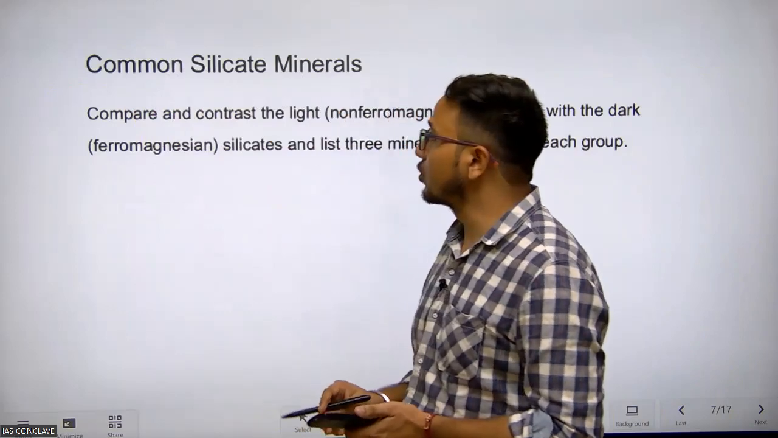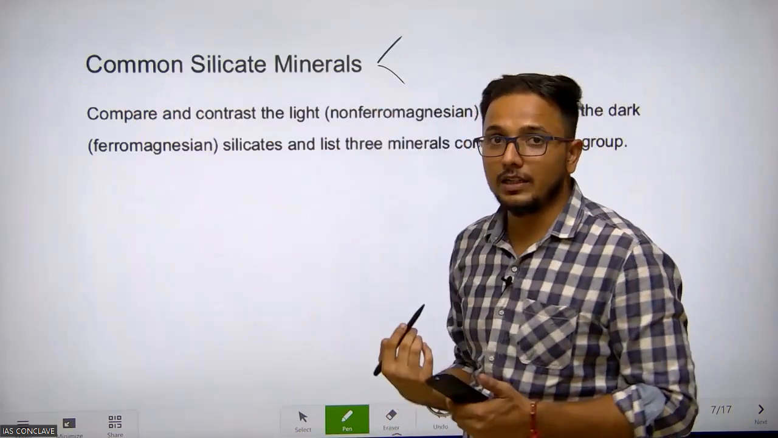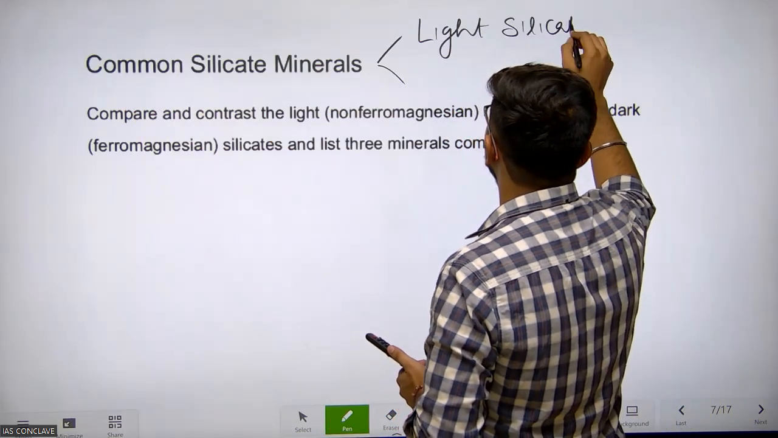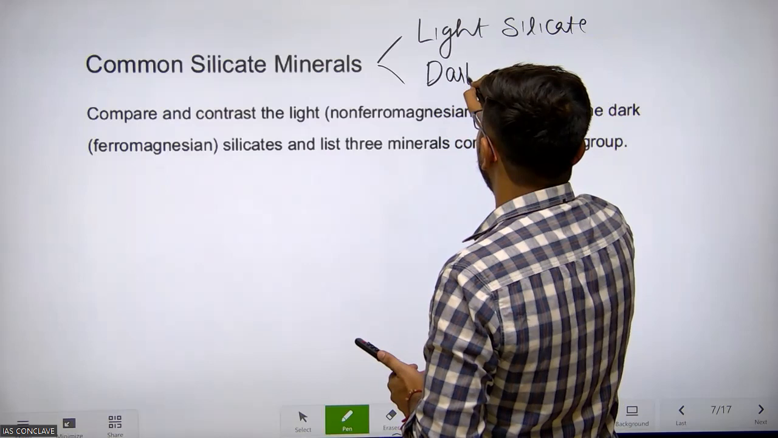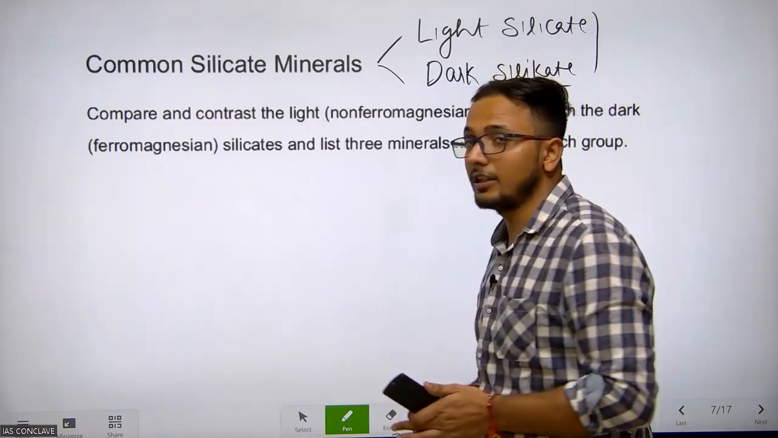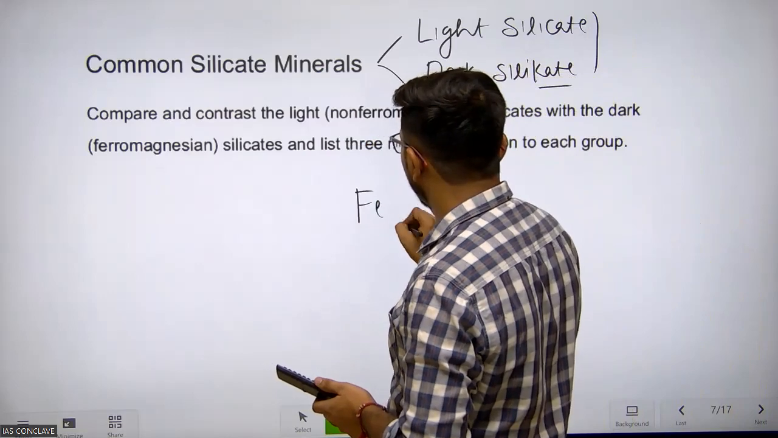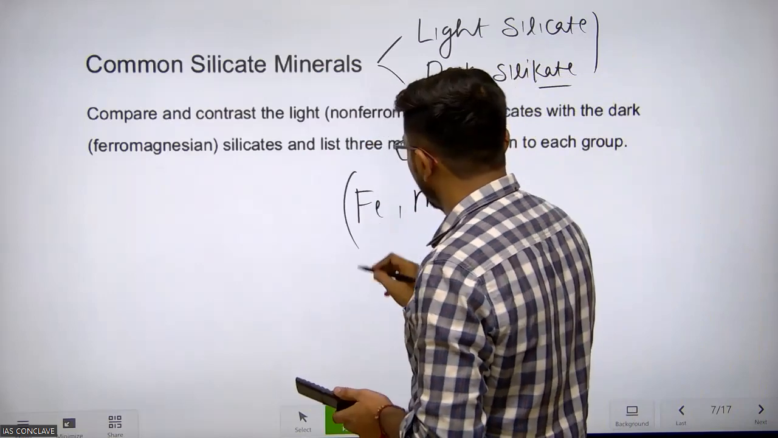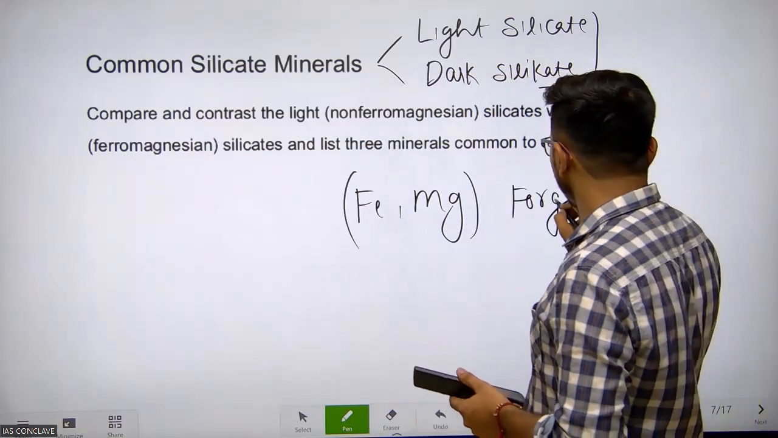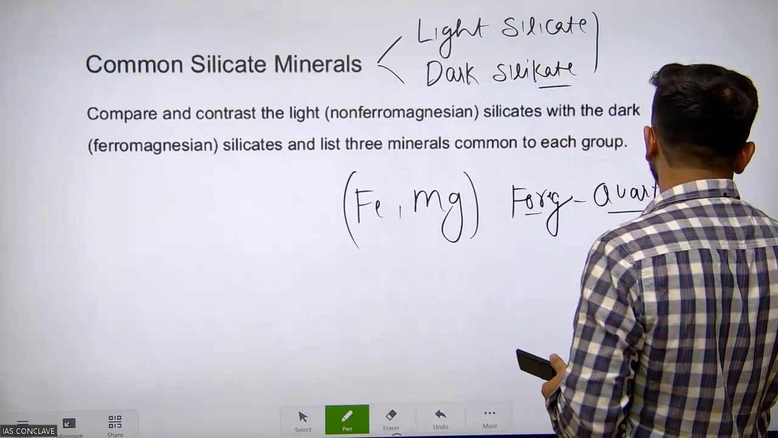Common silicate minerals. There are two types of common silicate minerals: the light silicate and dark silicate. This classification is basically based on the presence of iron and magnesium. For example, I give you an example: quartz, which is pure silica, SiO2.